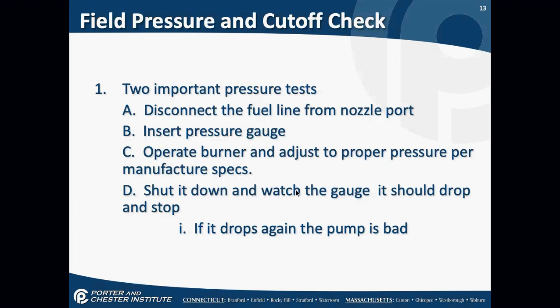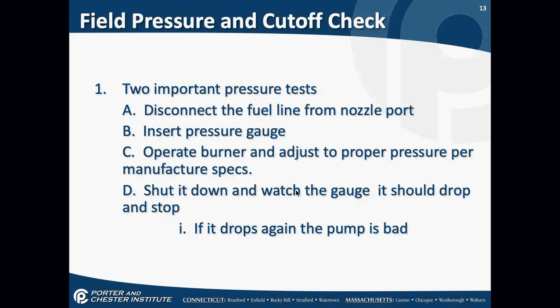We disconnect the fuel line from the nozzle port, and we put a pressure gauge into the system. We attach a pressure gauge, and we operate the burner. In other words, we turn it on, jump out the CAD cell, and we adjust the burner or the pump to the proper pressure. We shut it down and we watch the gauge. It should drop a little bit and stop.